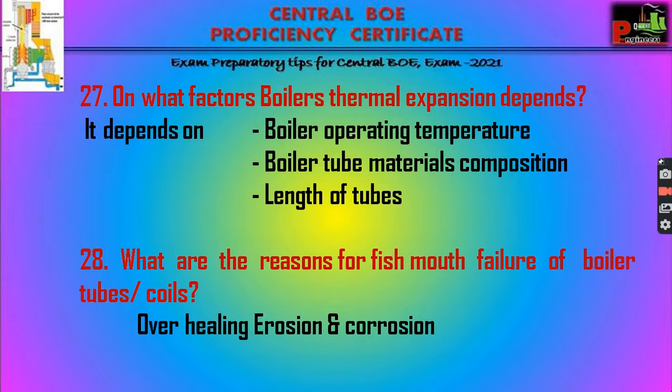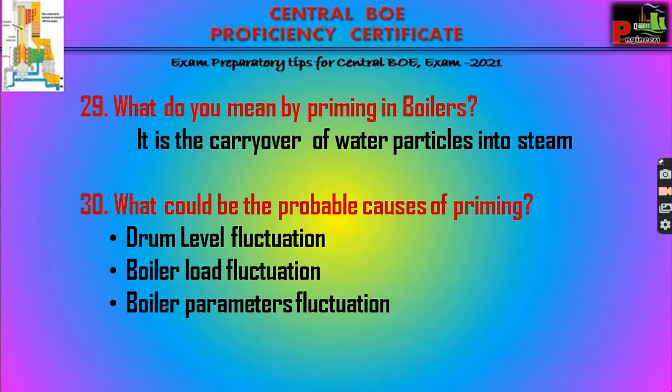What are the reasons for fish mouth failure of boiler tubes and coils? It is overheating, erosion and corrosion. What do you mean by priming a boiler? It is carryover of water particles into the steam.